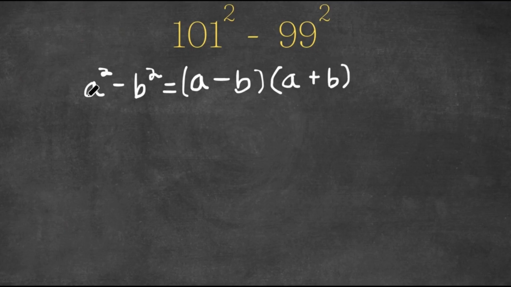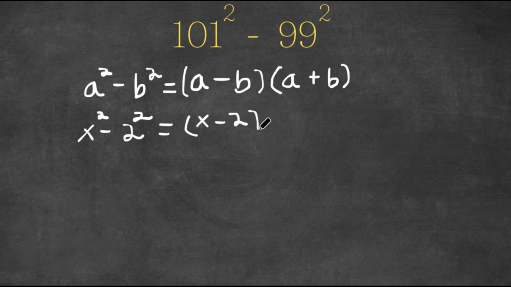Let's say we have x squared minus 2 squared, right? So this would be written as x minus 2 times x plus 2. So what we're going to do is do the same thing with 101 squared minus 99 squared. So 101 would be a and 99 would be b.